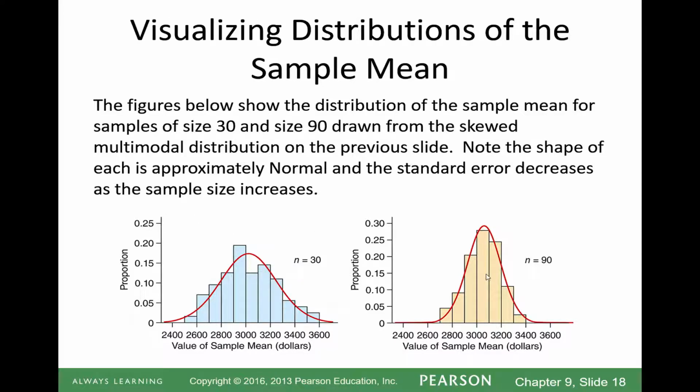Notice that each is approximately a normal distribution, and the standard error decreases as the sample size increases. See 90, 30. So the standard deviation, the standard error, between the samples decreases.